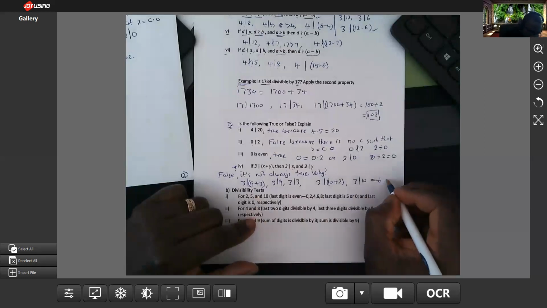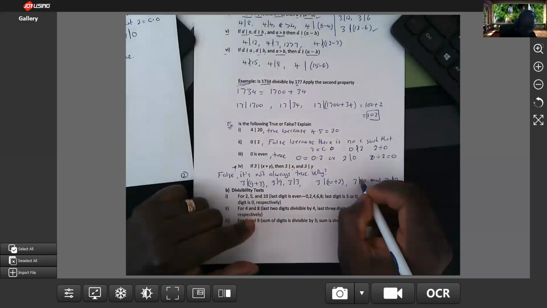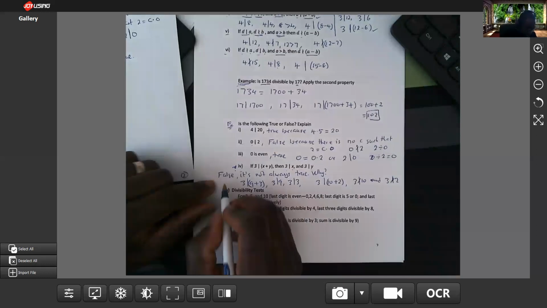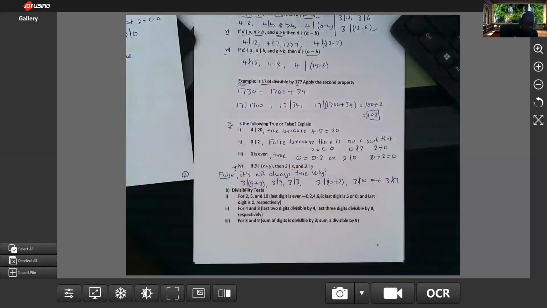And does 3 divide 2? This is not true, and that is not true. So that's why we said that this is what is always not the case. Okay, it's not always not the case.